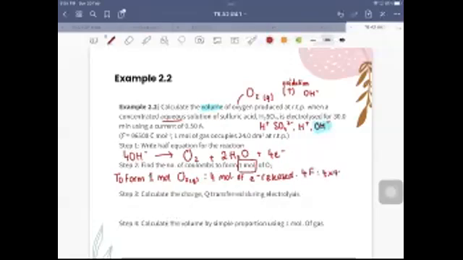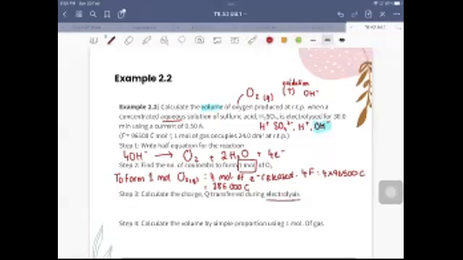The charge equivalent to 4 moles of electrons would mean 4 Faradays, which is 4 times 96,500 coulombs. That means to form 1 mole of oxygen, you need 386,000 coulombs in the electrolysis setup.